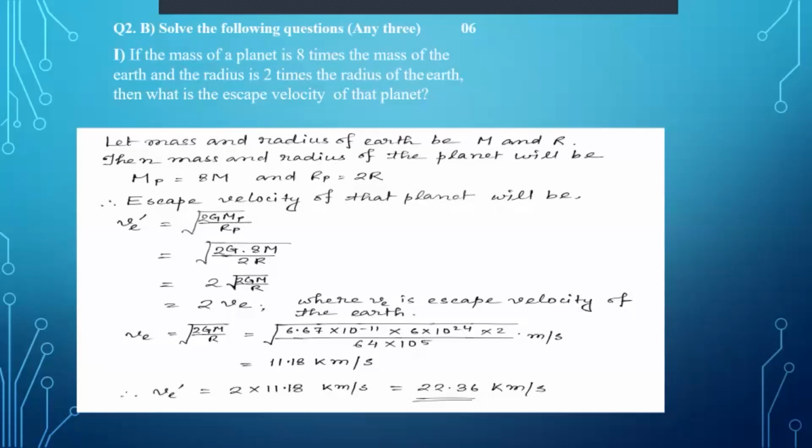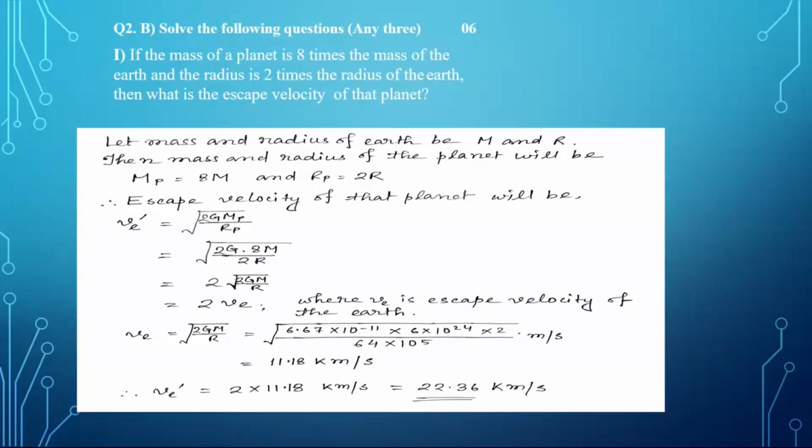Now we all know MP is what? 8M and RP is what? 2R. Hence, students, we substitute those values here. Now 2 will get cancelled. Right, so it will become 2 times under root of 2GM upon R. Now under root of 2GM upon R is what? It is the escape velocity of Earth. So the escape velocity of that planet is twice the escape velocity of Earth. See, VE for Earth is under root of 2GM upon R. When we substitute all the values, what do we get? 11.18 kilometer per second, right?